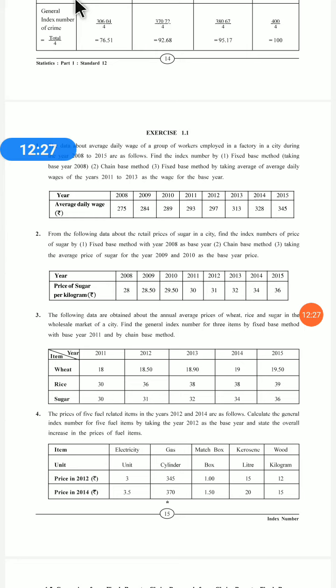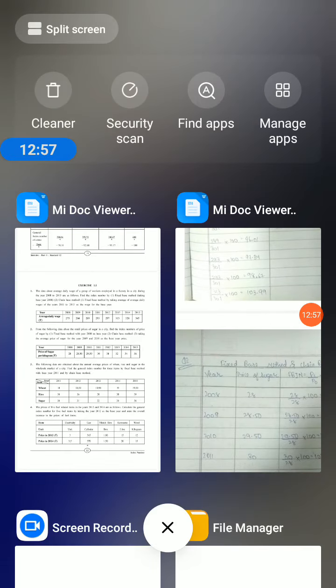It means first we have to compute the fixed base method. Which year we have to take as a base? 2008. Then second is the chain base method. In the chain base method we will take the previous year as a base year. Right girls? Third point is taking the average price of sugar for the year 2009 and 2010 as the base year price. It means this sum is the same as question number 1. Let me explain you.